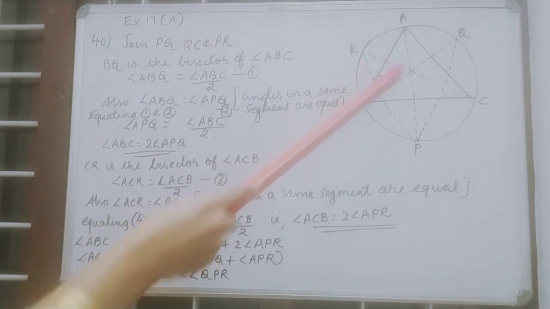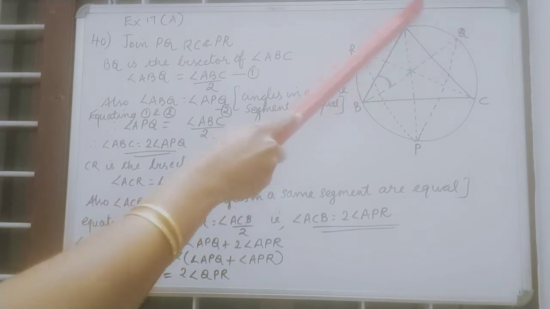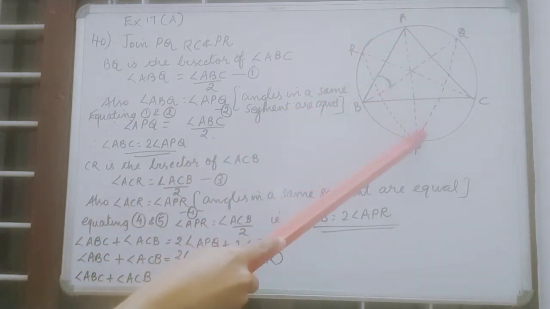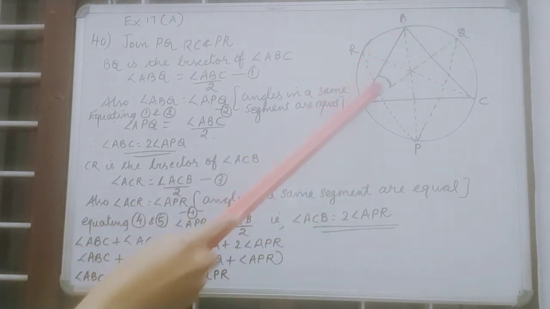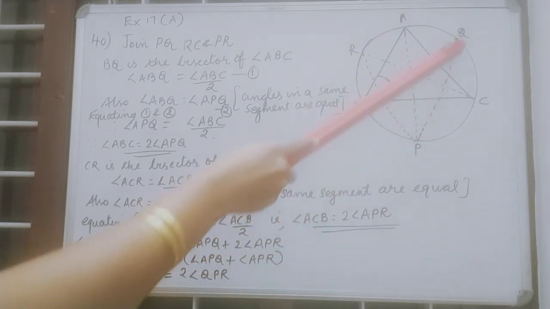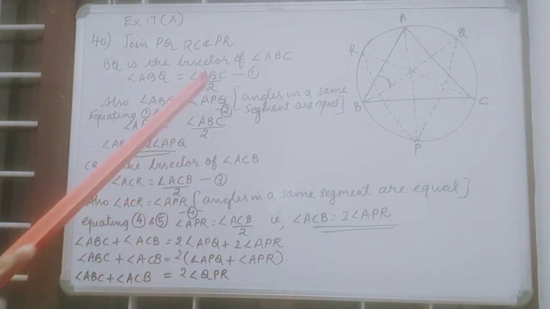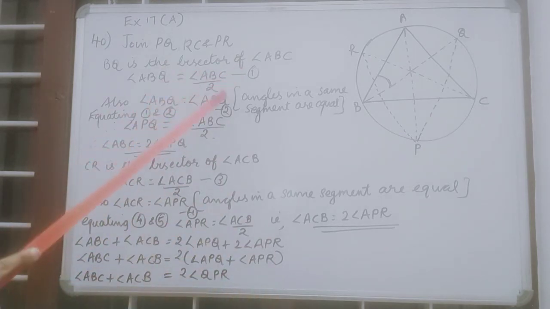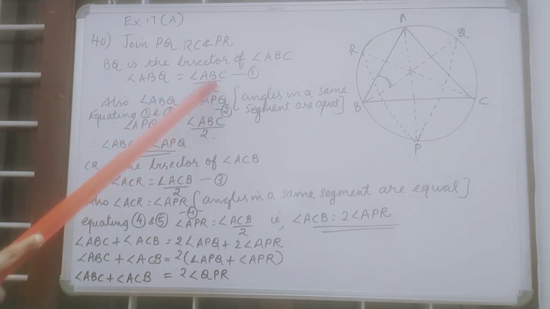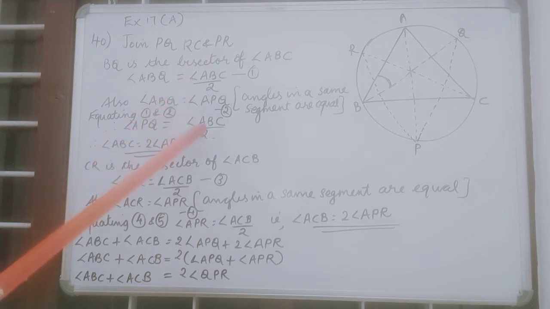So ABQ will be equal to APQ. That is, APQ also lies in the segment AQ. So ABQ will be equal to APQ. So ABQ is equal to ABC by 2 and ABQ is also equal to angle APQ. So equating the first equation and the second equation, we can write angle APQ is equal to angle ABC by 2. Cross multiply, you will get angle ABC is equal to 2 angle APQ. That is the first part.